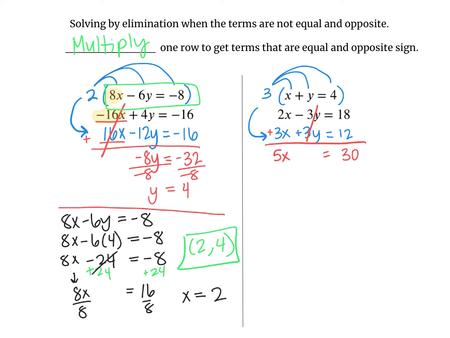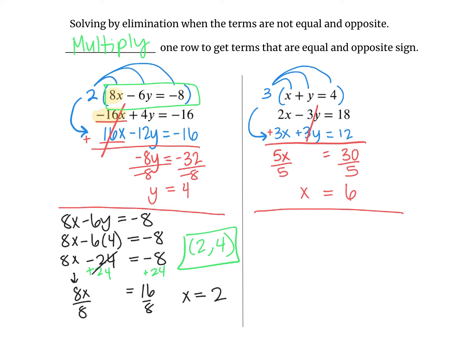Okay, so now we want to divide each side by 5. And this way we can solve for x. So once I divide by 5, I get x equals 30 divided by 5 is 6. Okay? And now we can solve for y.